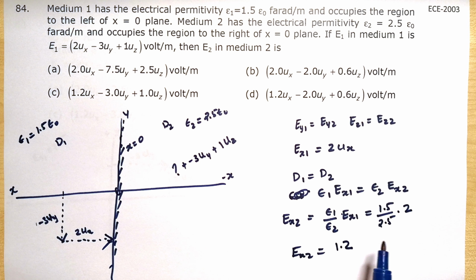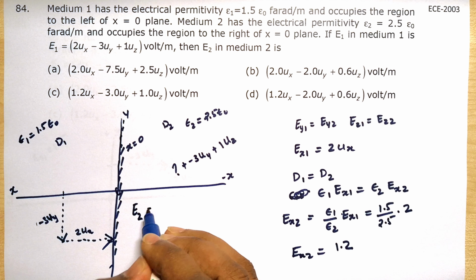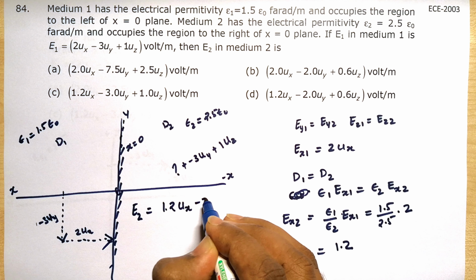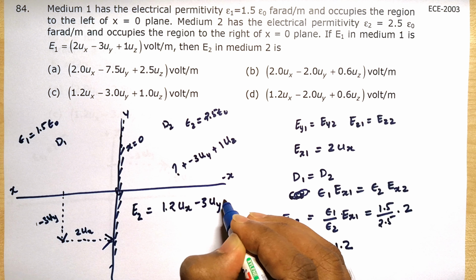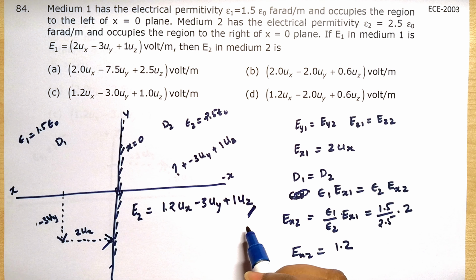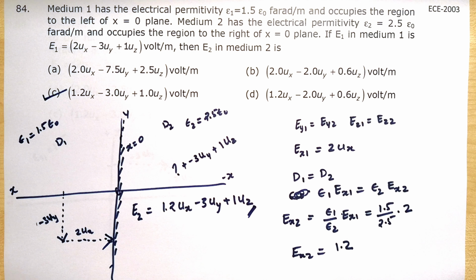So we have now found how the electric field changes once it crosses the boundary. The electric field in medium 2 is 1.2 ux minus 3 uy plus 1 uz, and this is the right answer, and it's option C in this question. So C is the right answer.